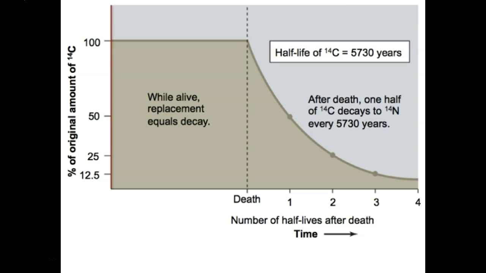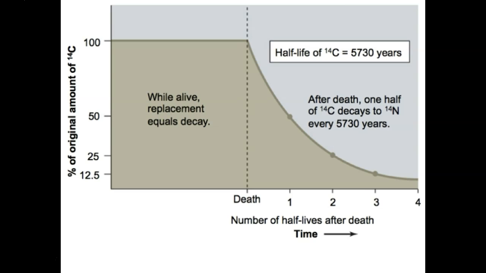In this graph, the y-axis shows the percent of the original amount of carbon-14 remaining in an organism. The x-axis shows time measured in half-lives. Since we know carbon-14's half-life, we know that each segment on this x-axis represents 5,730 years. As we've already seen, the percent of carbon-14 does not change while the organism is alive. The dotted line marks the death of the organism.